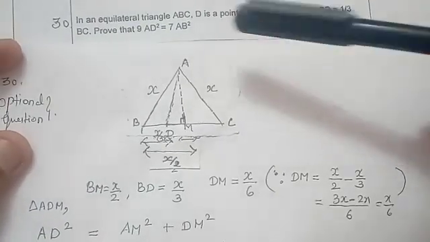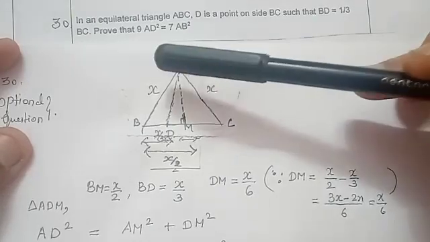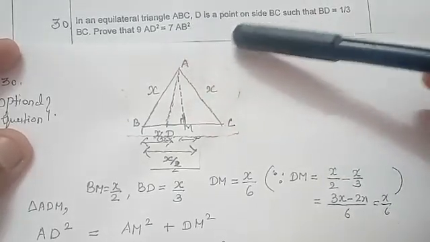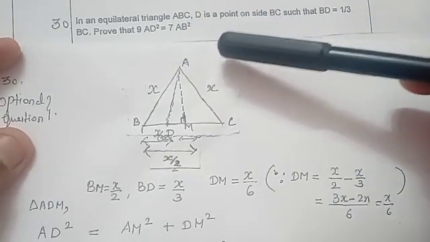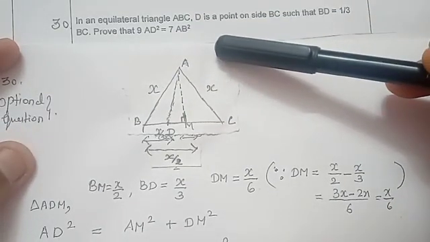Next, 30th question, optional question. In an equilateral triangle ABC, D is a point on side BC such that BD is equal to 1 by 3 BC. Prove that 9AD square is equal to 7AB square.